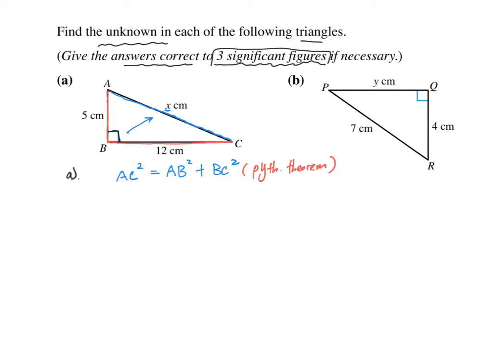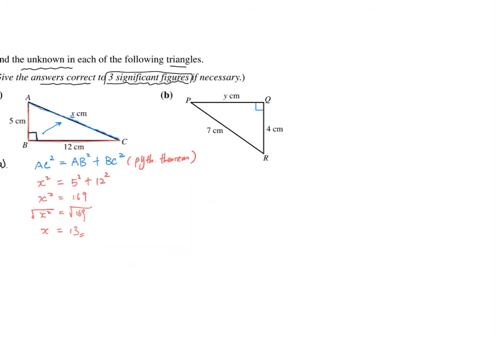So AC squared actually is x squared. So x squared equals 5 squared, 5 referring to AB, plus 12 squared, 12 referring to BC, the length, right? So x squared equals 169 by using the calculator. Then you want to solve for x, so you need to take the square root of both sides. So after that, x equals square root of 169, and then press the EXE on the calculator, and you get 13. For part B, the method is very similar to part A.